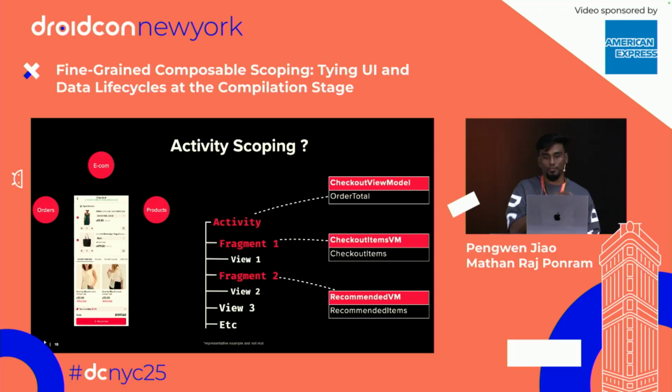They will need something more fine-grained, where they will probably have a couple of fragments, like one for the checkout items, one for the recommended items, let's say, right? And they would probably have their own view models. And the view models will be scoped to the fragments and will only live as long as the fragment lives. So this is called fragment scoping.